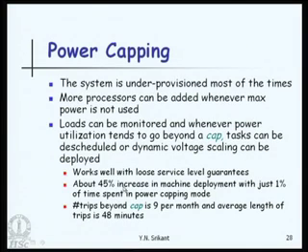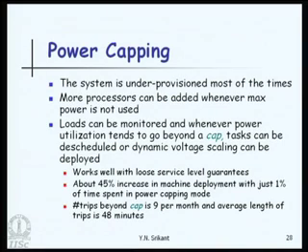So, give or take an hour, if your program runs to completion, the customer is happy. About 45% increase in machine deployment with just 1% of time spent in power capping mode. In other words, the system actually starts using peak or a little more than peak power only for 1% of the time. Then in that 1% of the time you reduce the voltage and immediately the system finishes some jobs and goes back to low power or underutilized mode again. This is really what happens in practice.